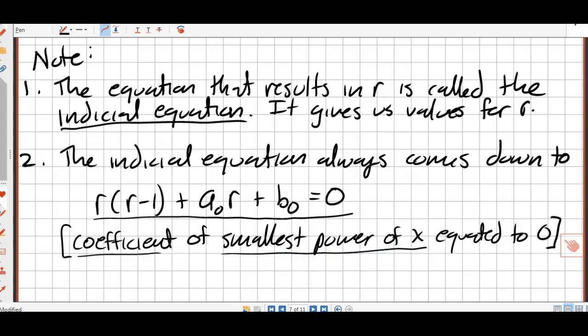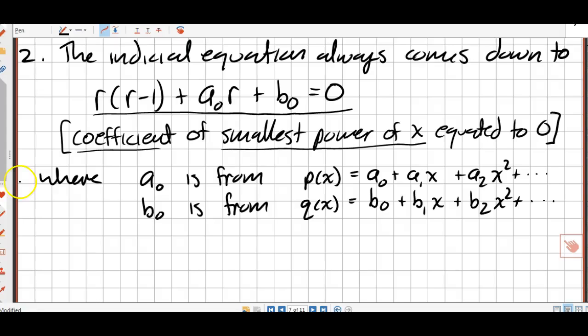So the question is, what's a sub 0 and what's b sub 0? Those actually come from the verification where we figure out whether we've got the regular singular point or not. So the a sub 0 is from the function little p of x equals a sub 0 plus a1 x plus a2 x squared plus yada yada yada. And the b sub 0 is from little q of x equal to b sub 0 plus b sub 1 x plus b sub 2 x squared plus on and on and on. So let's look at the example that we just did so we can see what those values of a sub 0 and b sub 0 would actually be.